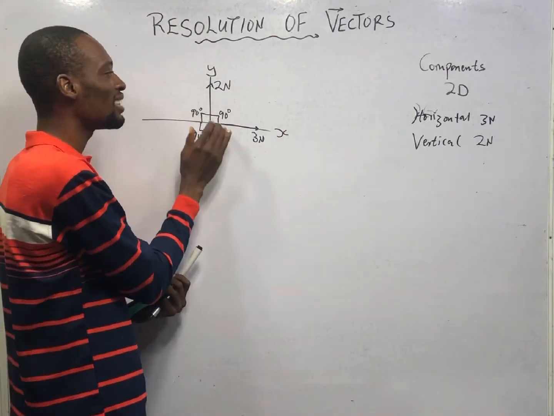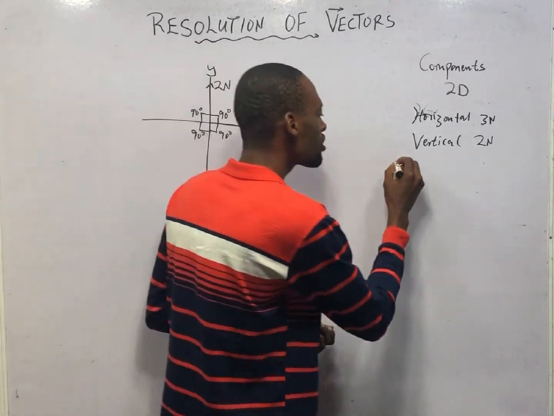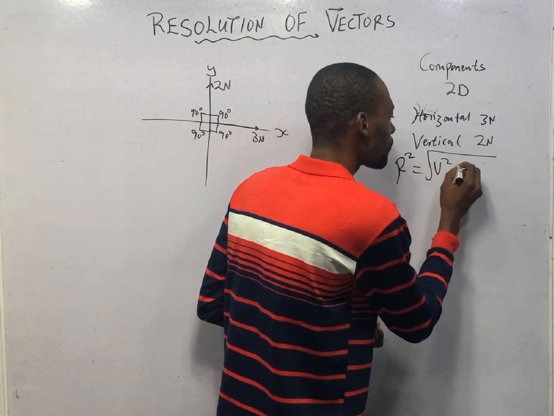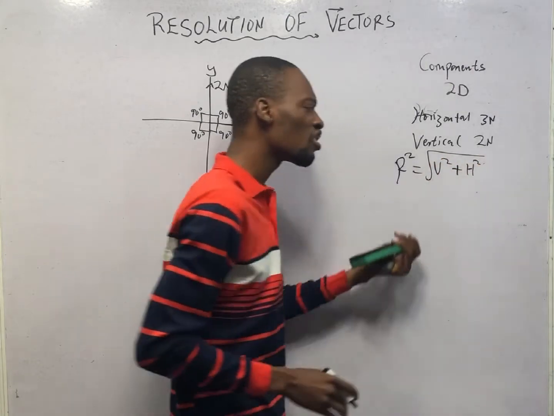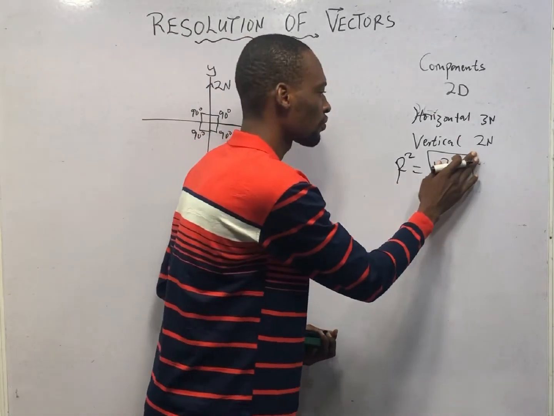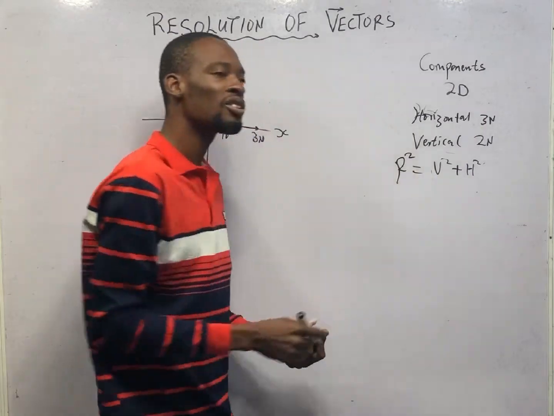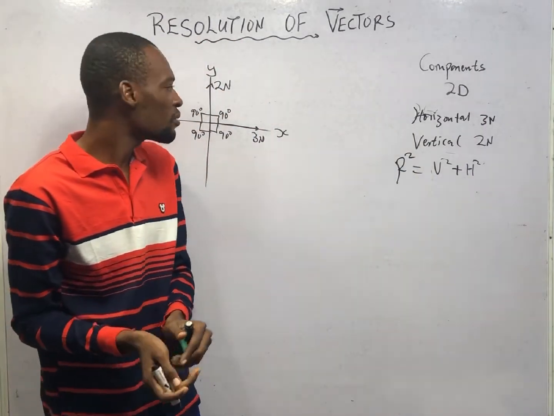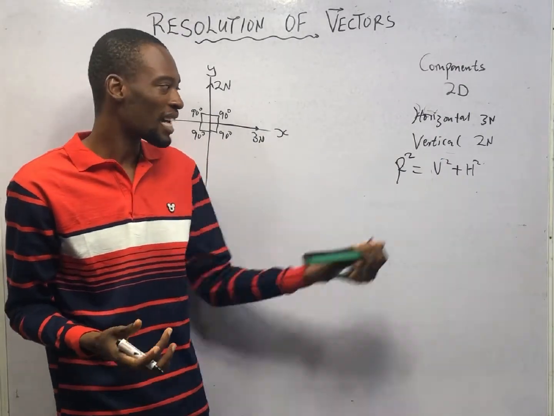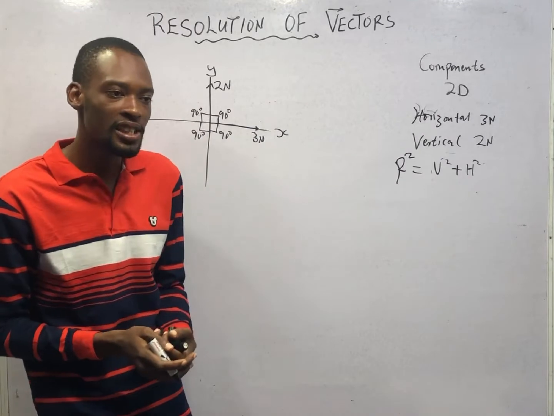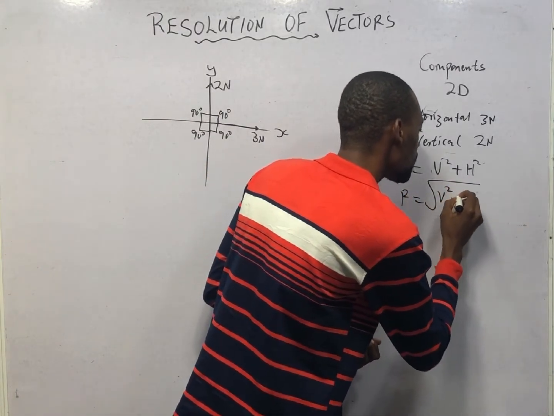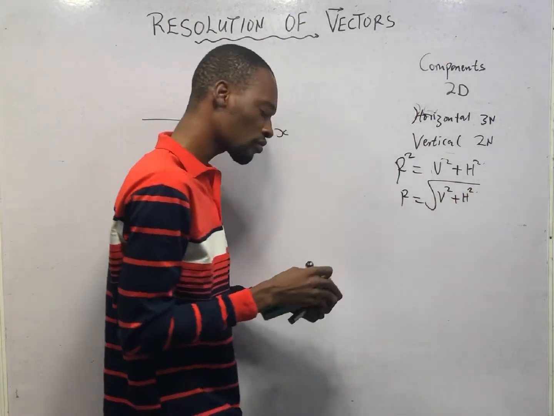Because one force is acting here, one acting here, the resultant squared is equal to v squared plus h squared. This is obviously similar to Pythagoras theorem, which states that in a right angle triangle, the square of the hypotenuse is equal to the square of the opposite plus the square of the adjacent. So that is the analogy we are using here. And the resultant is simply the square root of v squared plus h squared.